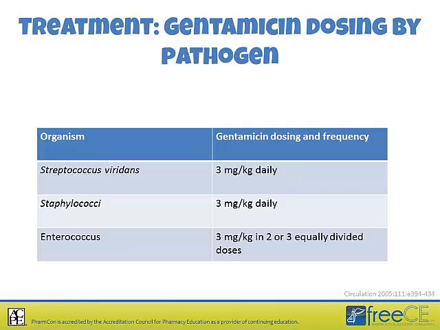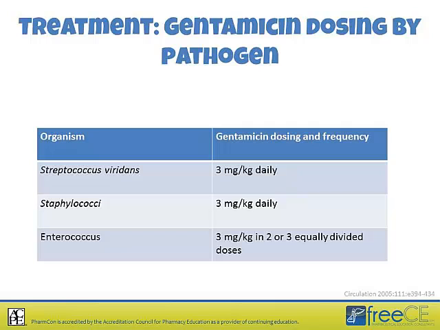So the way I have this organized is by organism, and then the gentamicin dosing and frequency is then in the next column. So I'm going to talk you through this. So you have Streptococcus viridans. The recommendation is to do 3 milligrams per kilo daily. Certainly that could change depending on a patient's renal function, but we're just talking about in general.